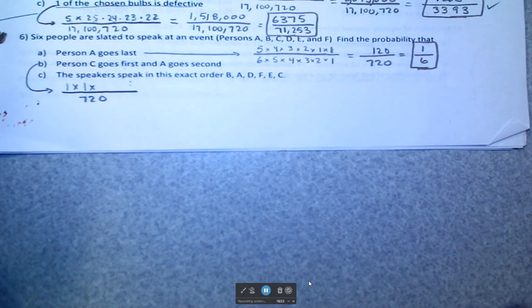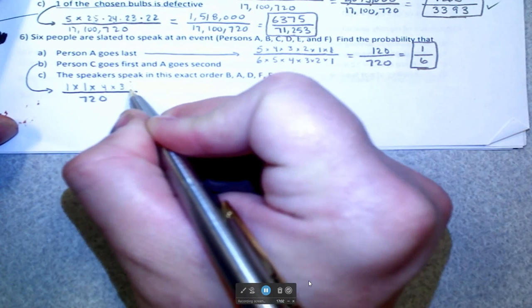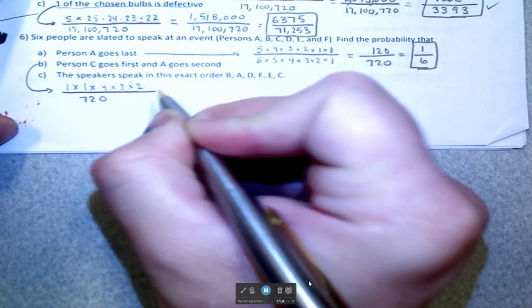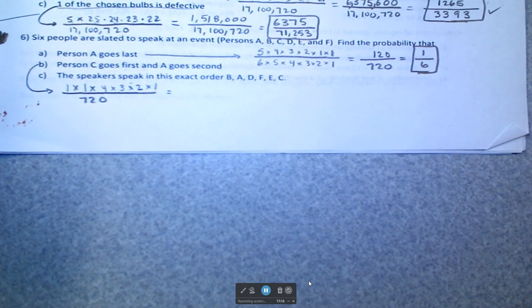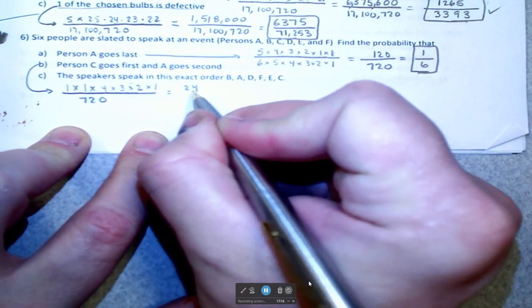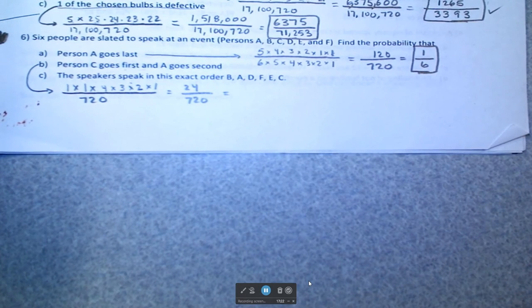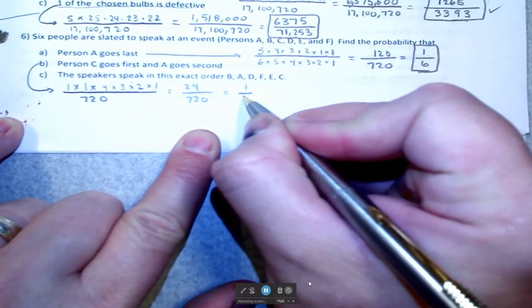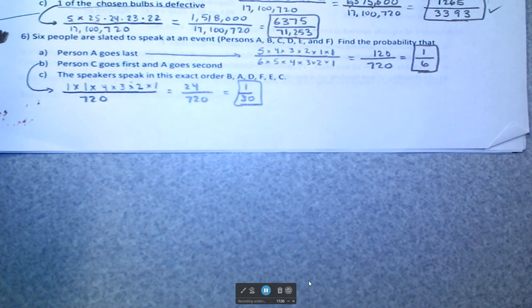Now, let's fill in. How many people are left to pick for my third speaker? I have 4 choices for my third speaker. I have 3 choices for my fourth speaker, 2 choices for my fifth speaker, and 1 choice for my sixth speaker. So it'll be 4 times 3 times 2 times 1 times 1 times 1, which is 24 over 720. And then if I reduce this fraction, I get 1 over 30. 1 over 30. That's my probability that person C goes first and person A goes second.